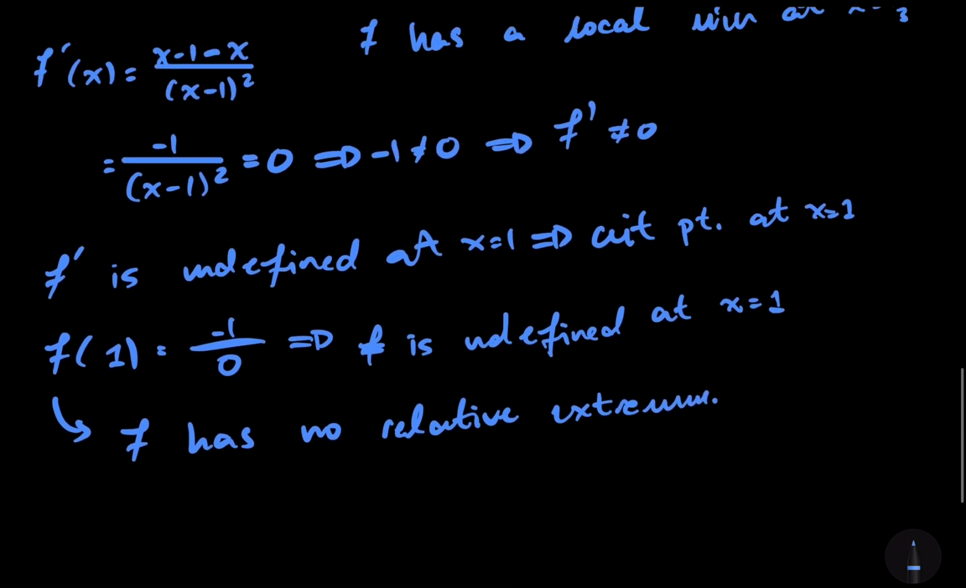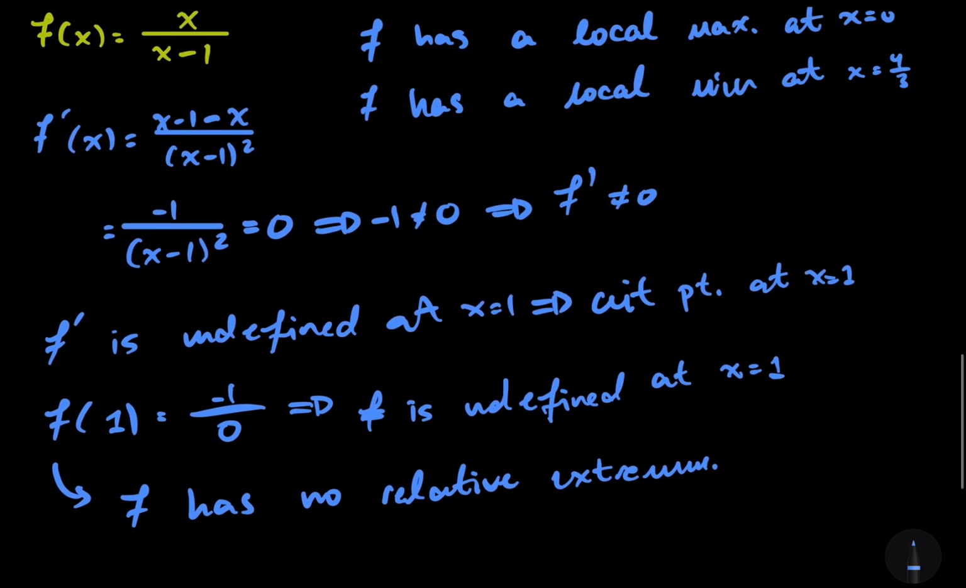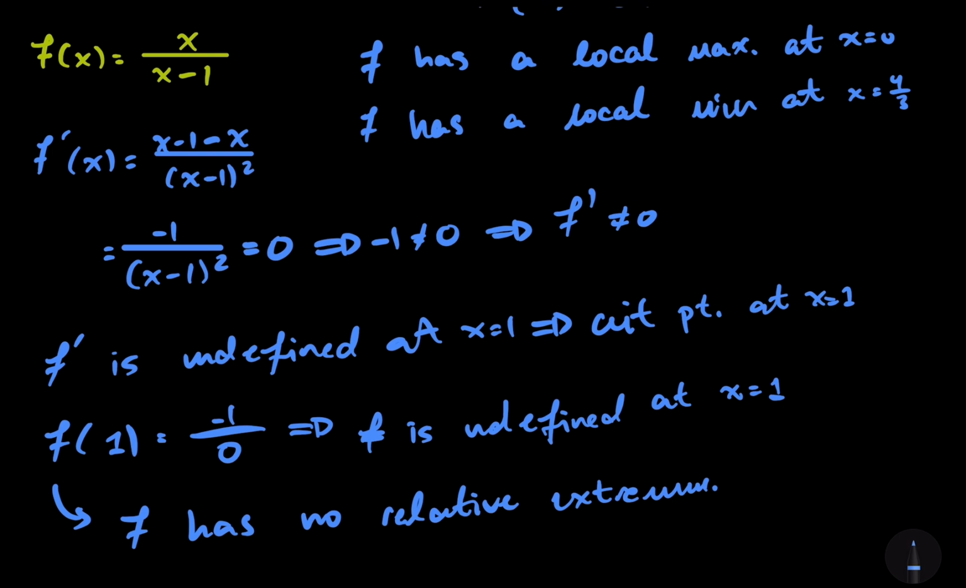And the reason we know that is because we found the critical points, and we input that into our function f, and we found that f is not defined at our critical points, so we can't use the first derivative test, and we don't have any relative extremum.